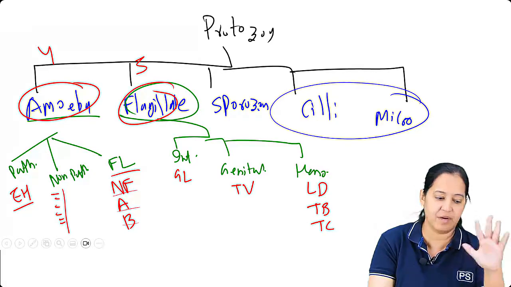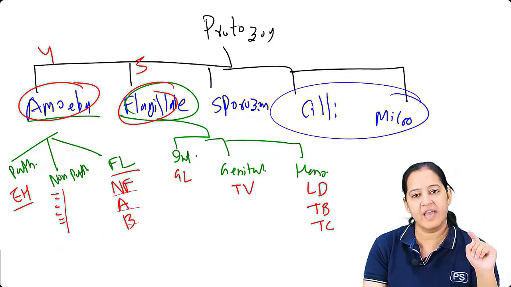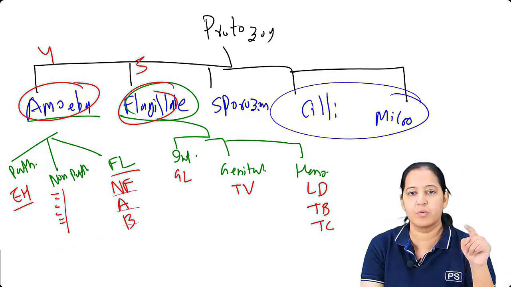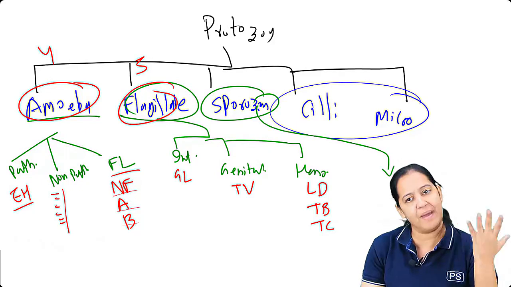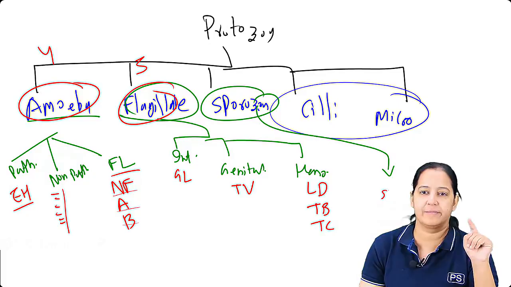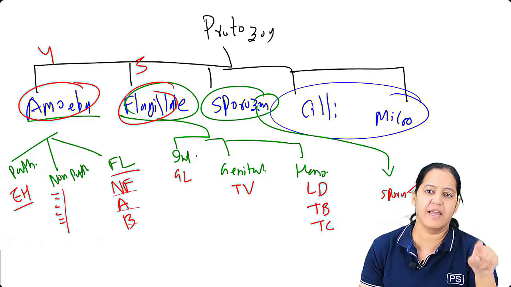You know the page number, where what is given, you will follow that. Coming on the sporozoans. In the sporozoans there are many. You write all the sporas are there. Cryptospora, cyclospora, isospora.